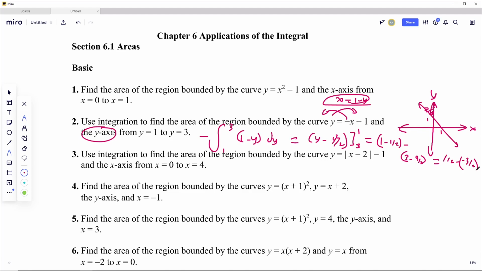Let's double check. 3 minus 9 over 2. Yeah, you get minus 3 over 2. So minus minus, you're gonna get plus, you're gonna get 2 here. Because half plus 3 over 2. So basically, 0.5 plus 1.5, that's 2.